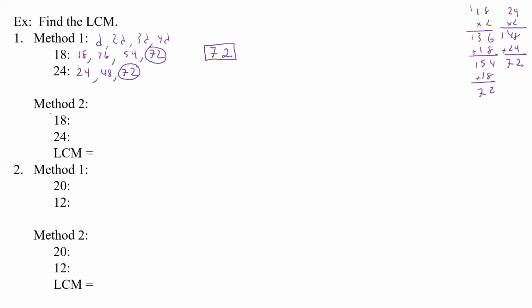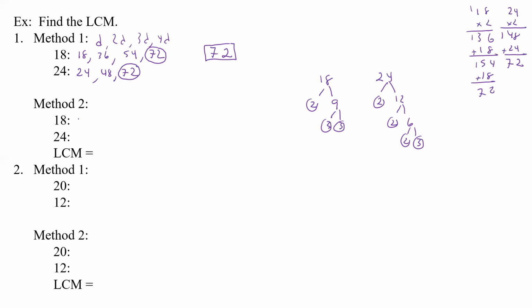Now, what about the second method? Well, that's just the one we've been doing. We break 18 down, and we break down 24. 18 is 2 and 9, that's 3 and 3, and those are the prime factors, so we're done. What about 24? Well, that's 2 and 12, that's 2 and 6, and that's 2 and 3. So we have one 2 here, and three 2s here, so we'll use three 2s.